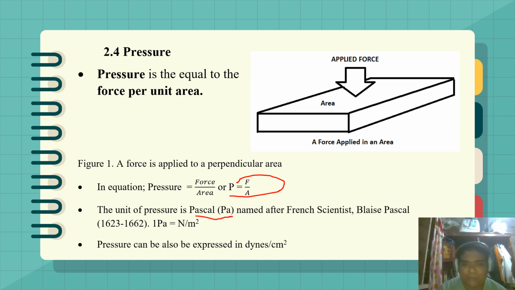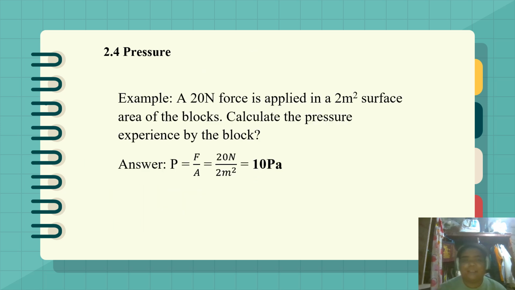Named after the French Blaise Pascal. So, 1 Pascal equals 1 Newton over meter squared. Again, Newton per meter squared, meaning the force and the area. Okay? So, for example, a 20 Newton force is applied on a 2 meter squared surface area of a block. Calculate the pressure experienced by the block. So, your answer is F over A.